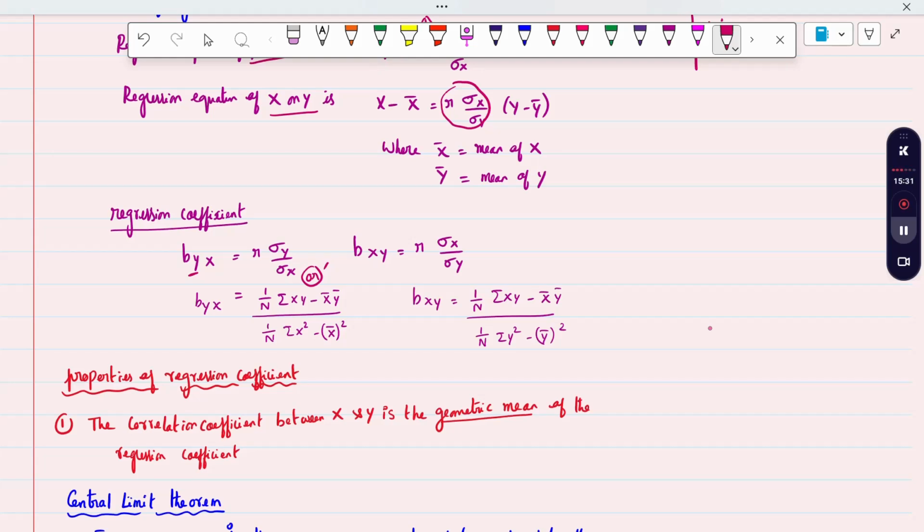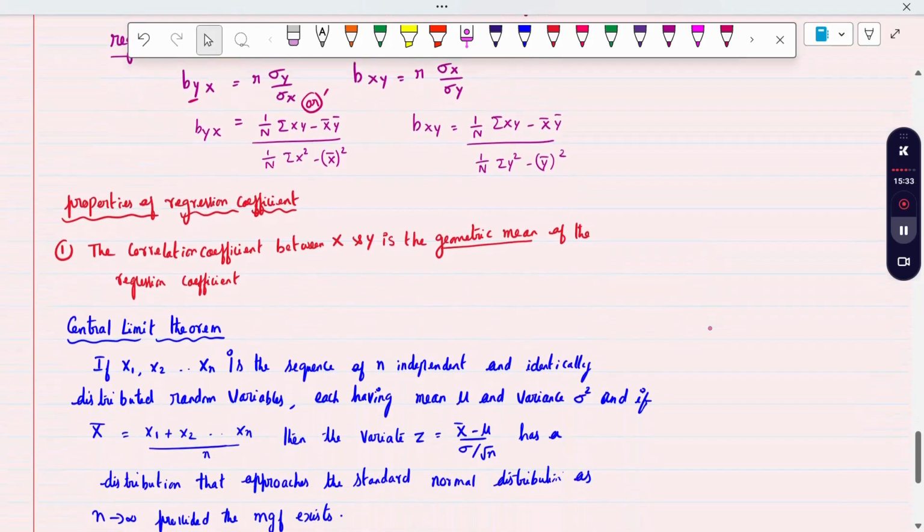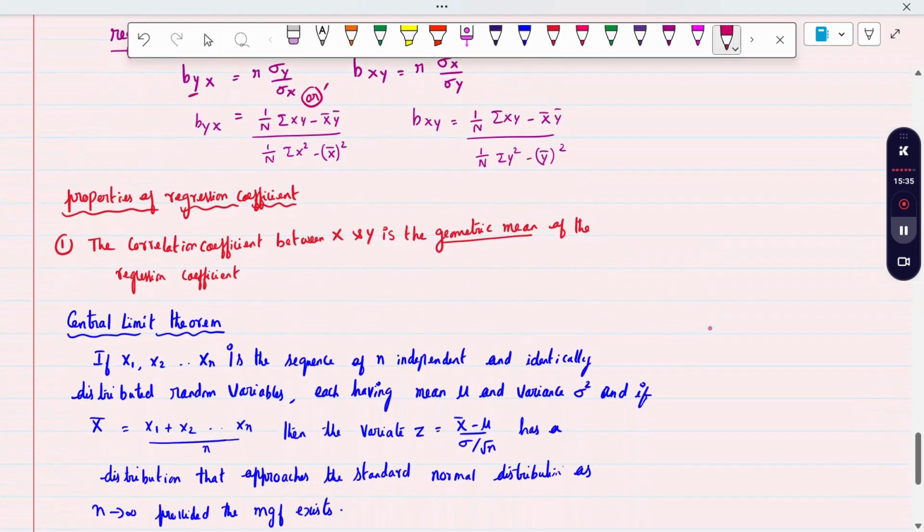For the regression coefficient, we have only one property: the correlation coefficient between x and y is the geometric mean of the regression coefficients. If they ask what the relation between correlation and regression is, it is the geometric mean of the regression coefficients.